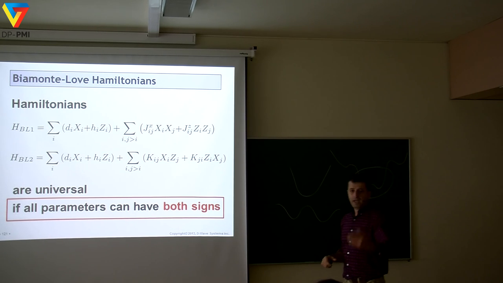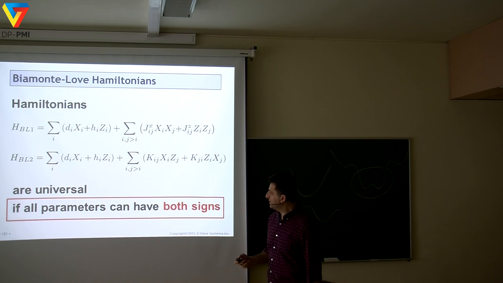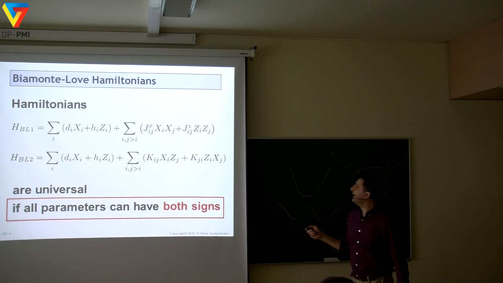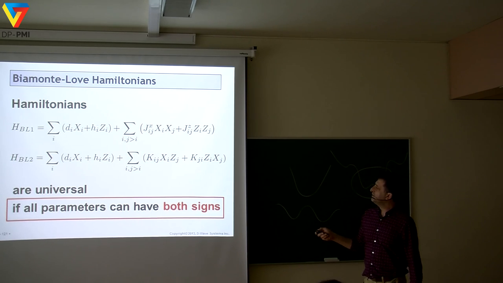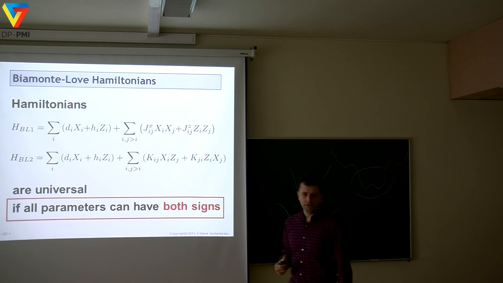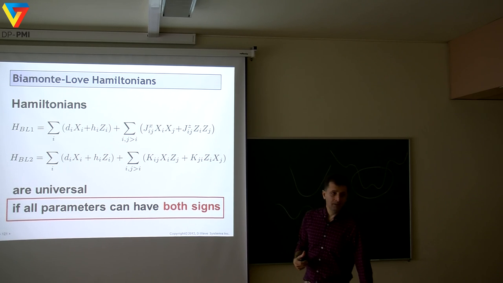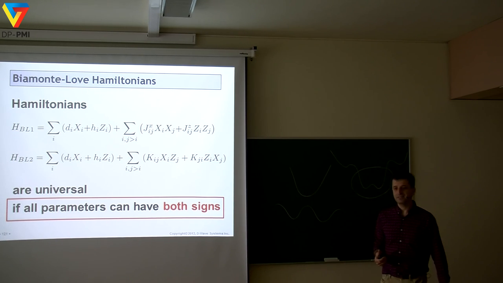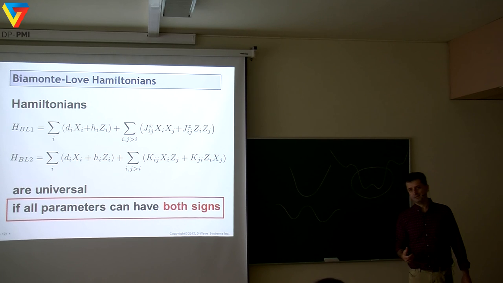So, answering how far you are, you need two elements. We have a ZZ coupler, we have Z, we have X, we don't have XX. If we add XX couplers and we make qubits so that D can have both signs, plus and minus, we will have a universal quantum computer. But these are not easy things to do. These are doable, but hard things to do.